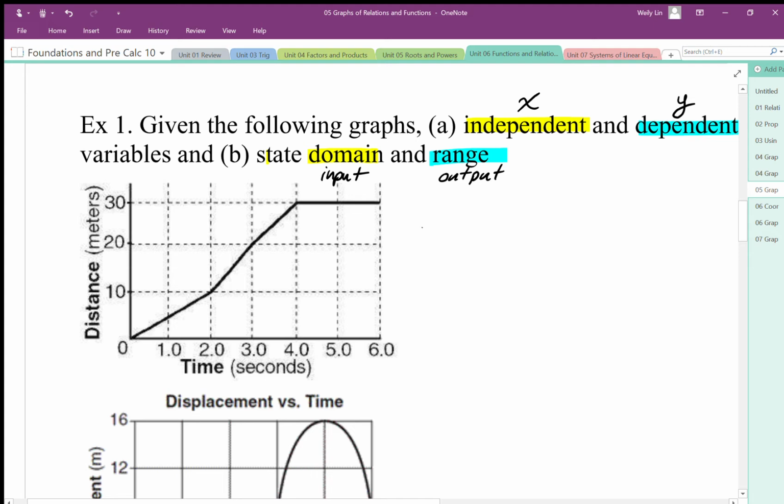So our independent is going to be along the x or horizontal, and that is going to be time. The dependent is going to be the distance.